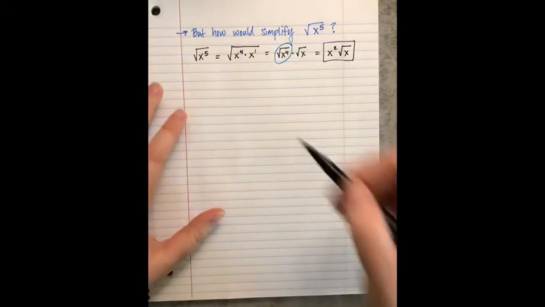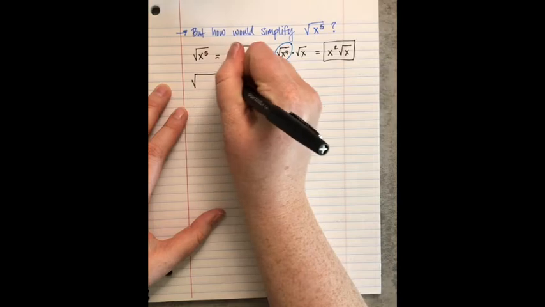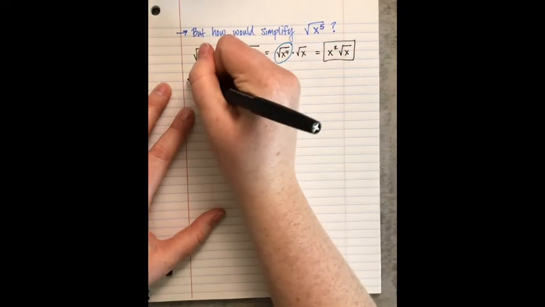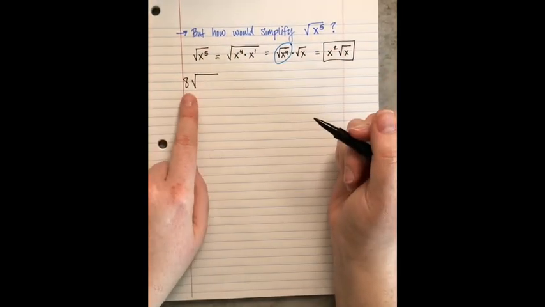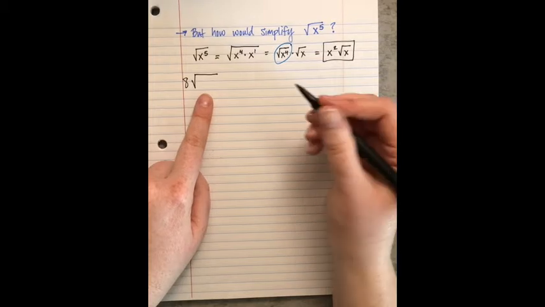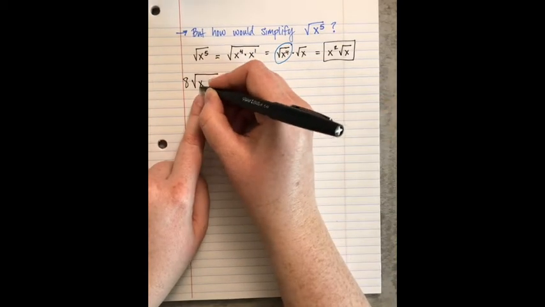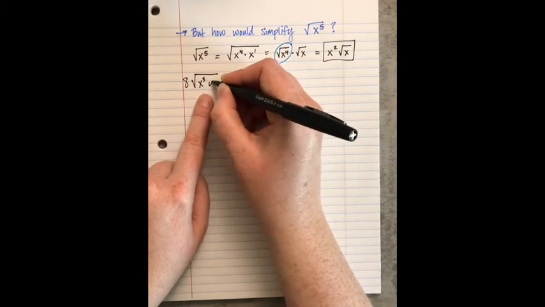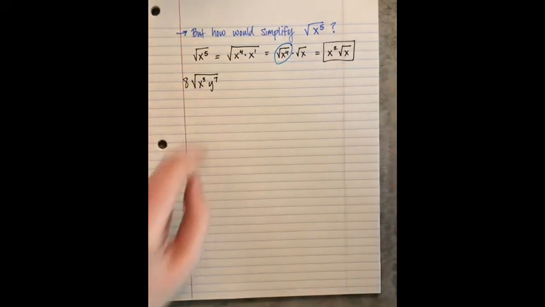Let's try another one. We're going to have an 8 out front. Remember that 8 is just multiplying by all this stuff. And inside, let's do x cubed and y to the 7th.